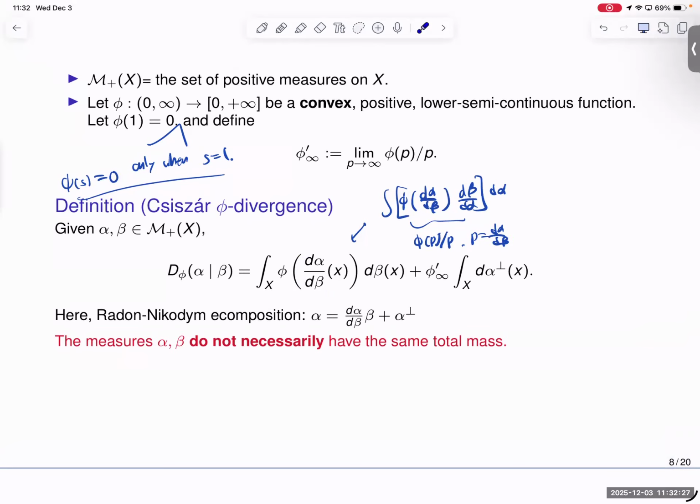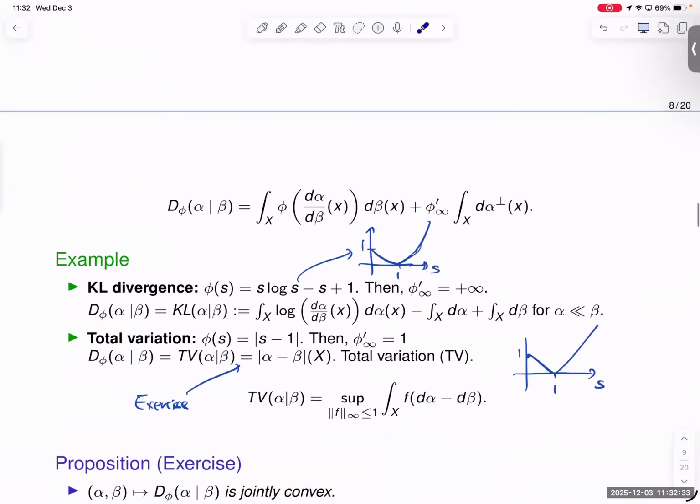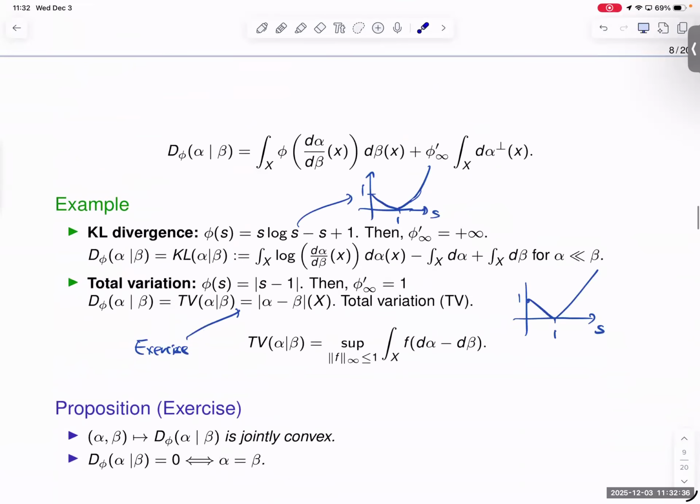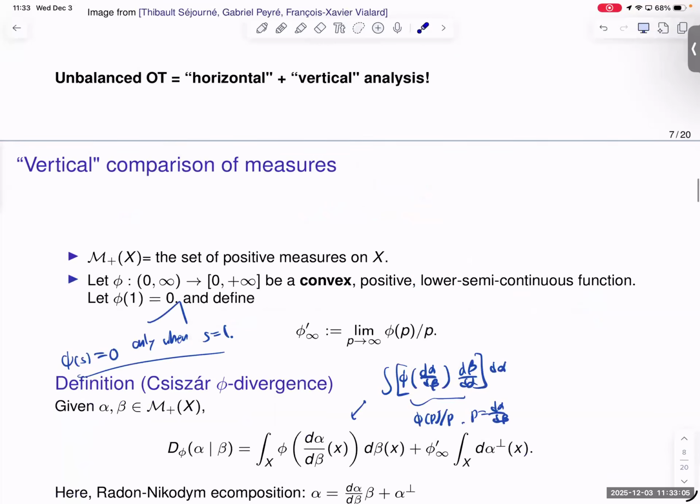Excuse me, Professor. When we talk about the convexity of this divergence functional, we are just taking convex combinations of measures? Yes. Convexity means you view this alpha and beta as vectors, and then you just do this summation and scaling, the usual convex combination in a vector space. Right. Okay.